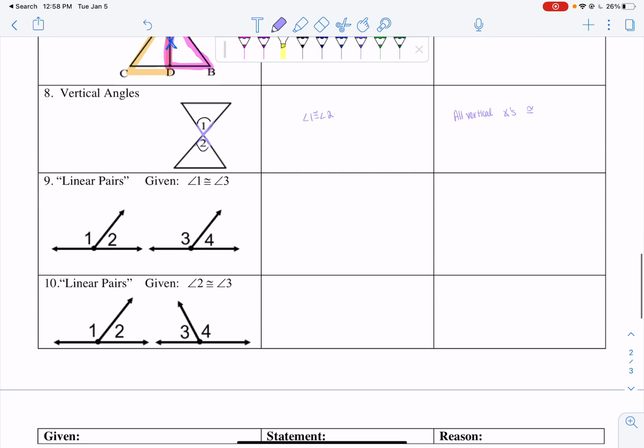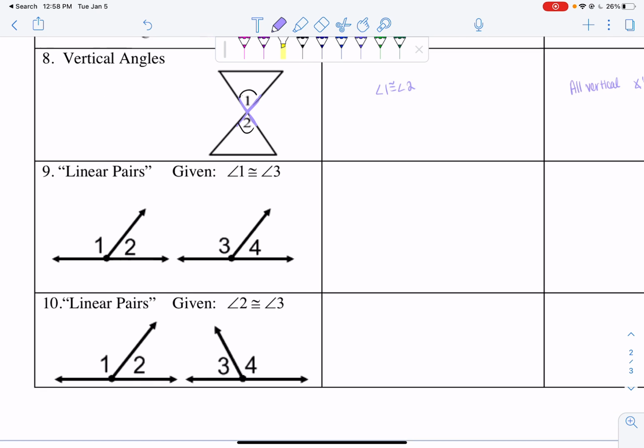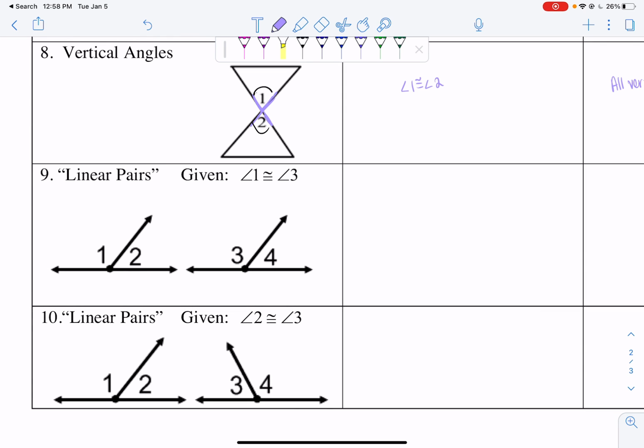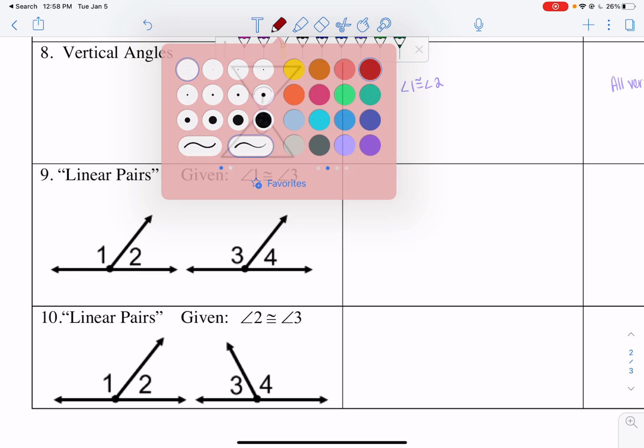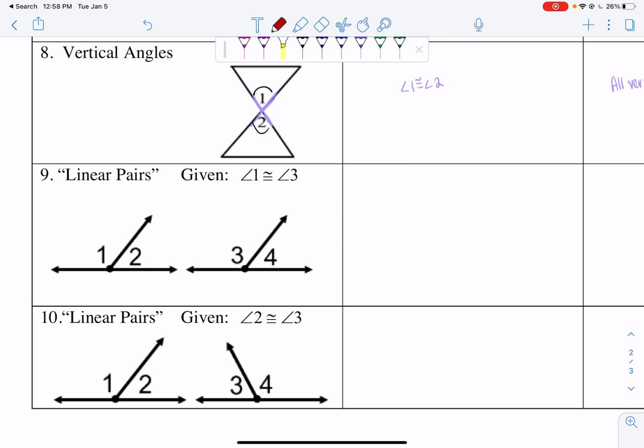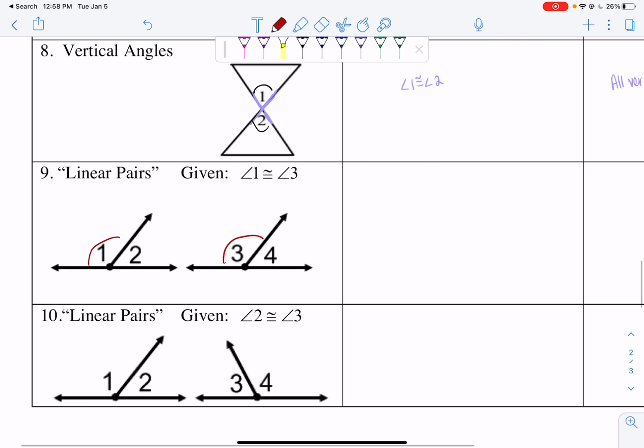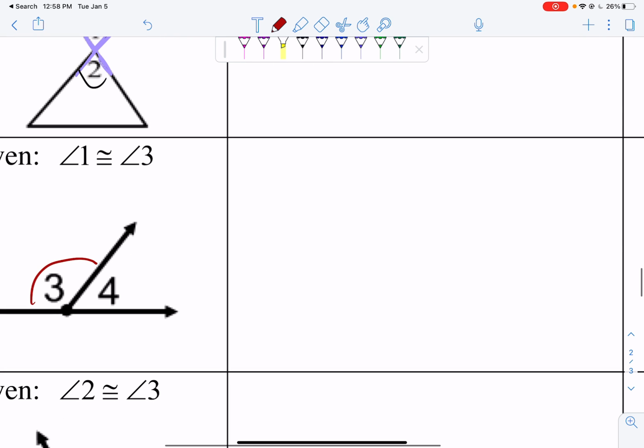Number 9, linear pairs. We went over linear pairs very briefly in our lines and angles unit, but we never really did a bunch of examples. How it works is you're typically going to be given angles that are congruent to each other. In this case, we have angle 1 is congruent to angle 3. Since angle 1 and angle 2 are on the same line, they're supplementary to each other, and angle 3 is supplementary to angle 4 because they're on the same line.